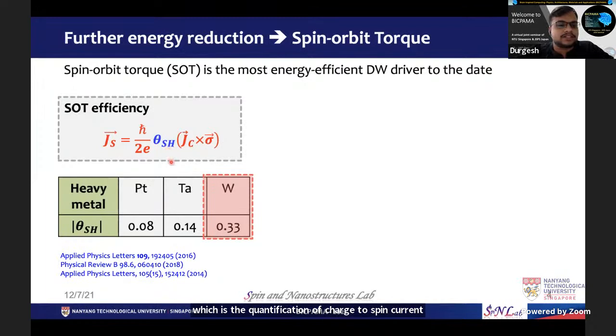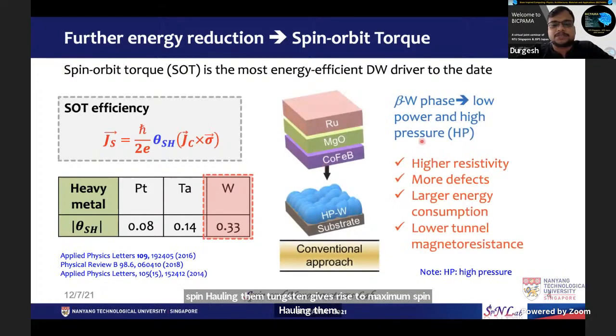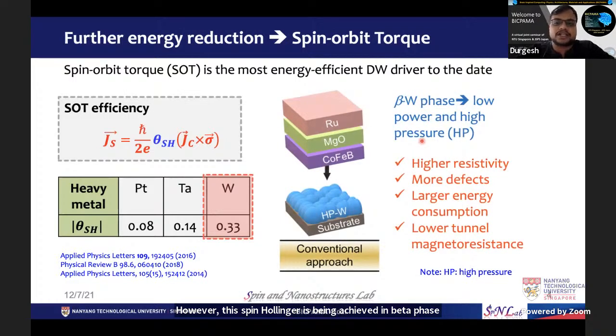If you look at the conventional heavy metal materials being studied to get a high spin Hall angle, tungsten gives rise to the maximum spin Hall angle. However, this spin Hall angle is achieved in the beta phase of tungsten, which is deposited at low power and high argon gas pressure. That gives rise to this kind of granular structure and results in the problems of high resistivity, more defects, and hence larger energy consumption and lower tunnel magnetoresistance, which are the problems in the first place.